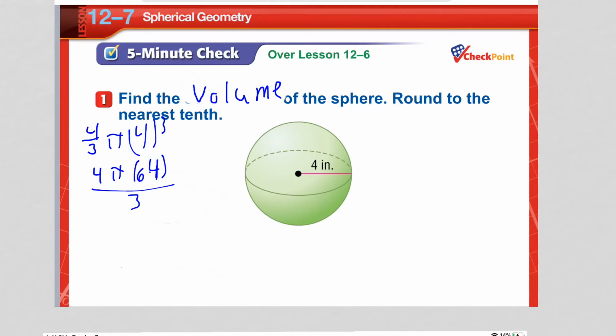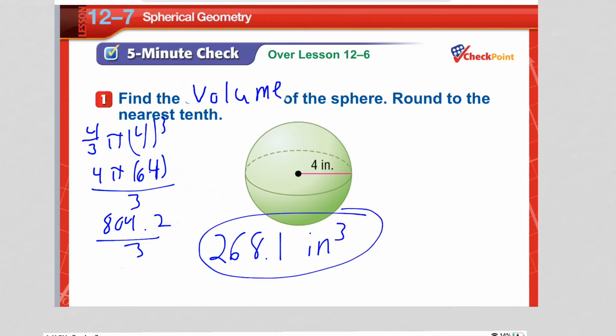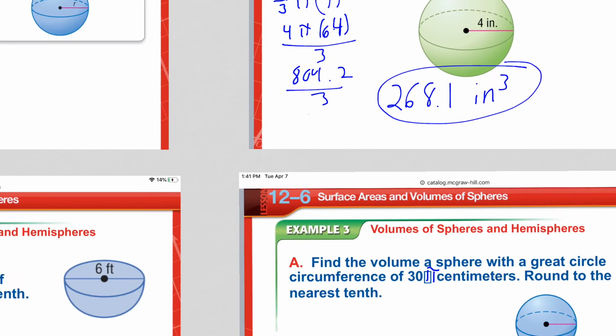So first thing I do is take the 4 times pi times 64, which gives me 804.2. And then I'm going to take that and divide it by 3. And once I divide it by 3, I get 268.1. And for the unit, since this is volume, it would be inches cubed. So again, we are splitting apart the 4/3. I'm putting the 4 on top, taking 4 times your pi times your 4 cubed, and then dividing that by 3. So let's go ahead and try the next example.